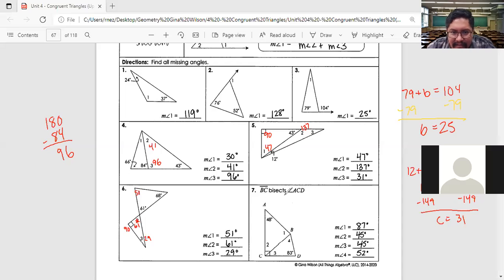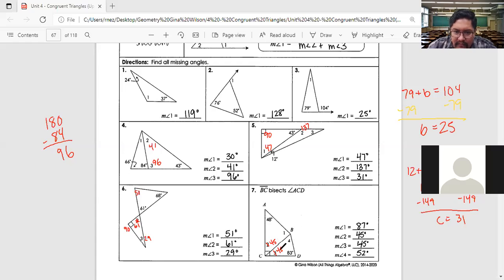Okay, there's a given here. BC bisects ACD, so this line bisects here. Bisector, remember, means it's split directly in half. So that means this is 45 degrees and this is 45 degrees, because the only way you can split a 90 degree angle right in the middle would be a 45 and 45 split. So we already got angles 2 and 3 right off the bat. That was easy. And to get the rest of them, we would just have to do the 180 trick.